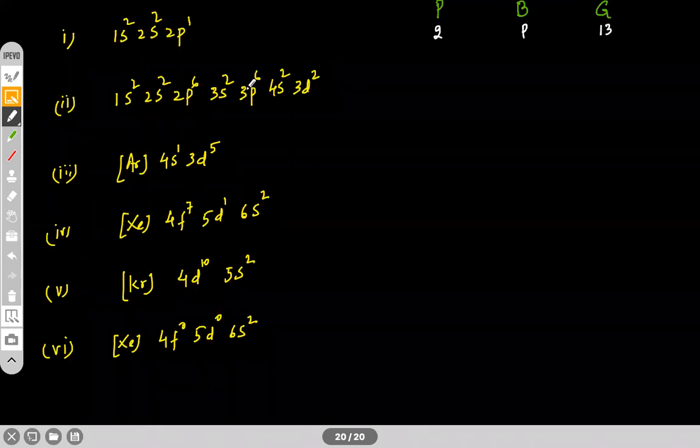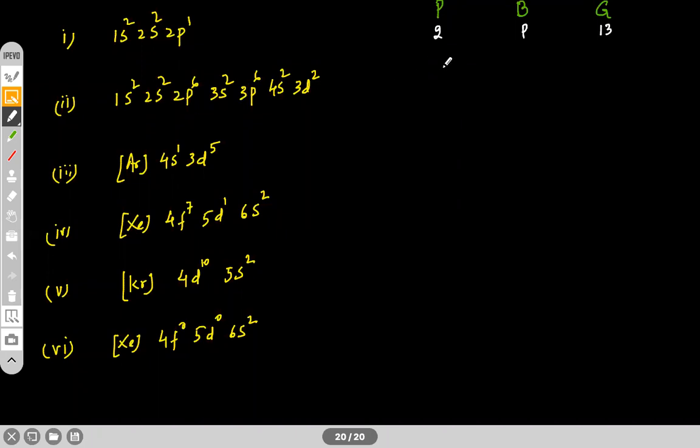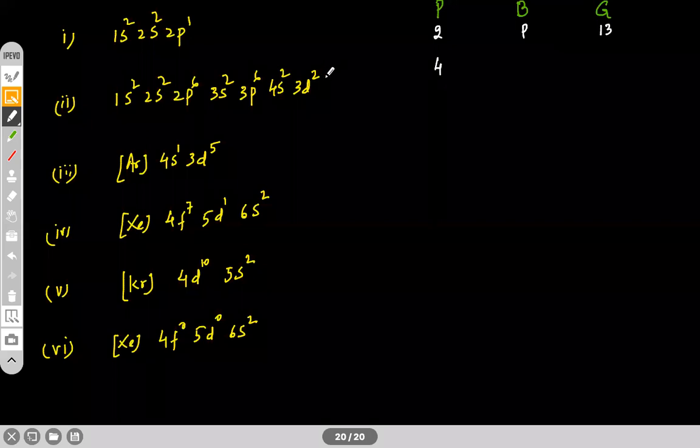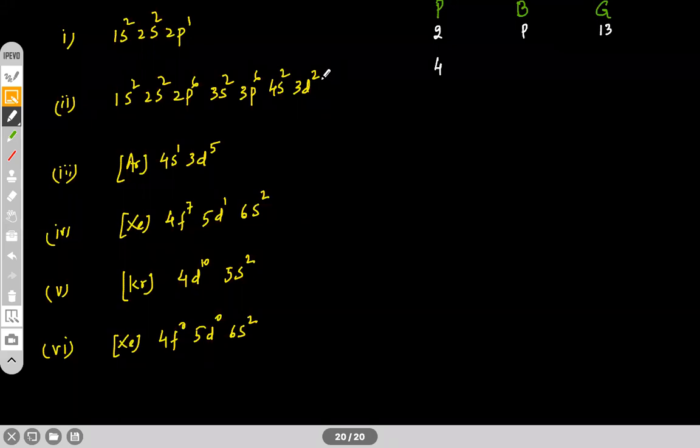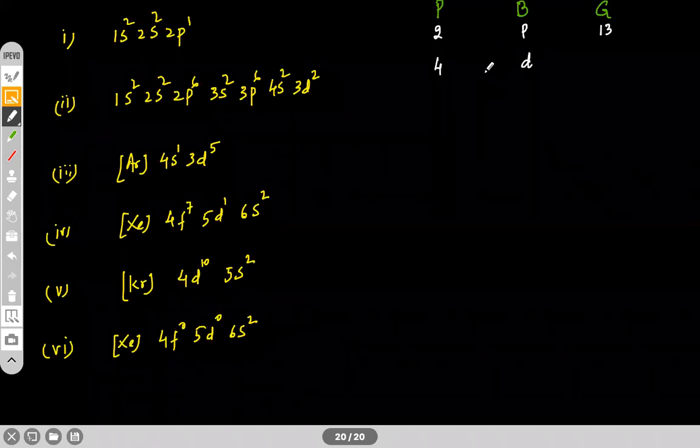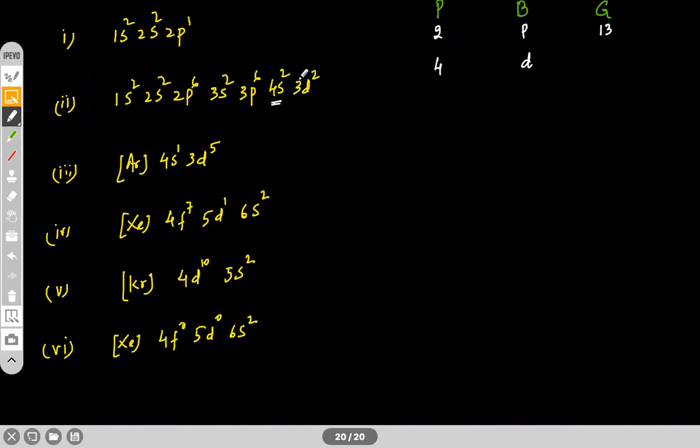Okay, this one. What is the period here? It is 4, the maximum value of n. What is the block? The block is d, since the last electron goes into the d subshell. For the d block, the formula is 2 plus the number of electrons in the (n minus 1) d subshell. Guys, try to understand here. The outermost shell is the 4th shell, not the 3d shell. The 3d subshell is present in the 3rd shell, and the 4th shell is after the 3rd, right?